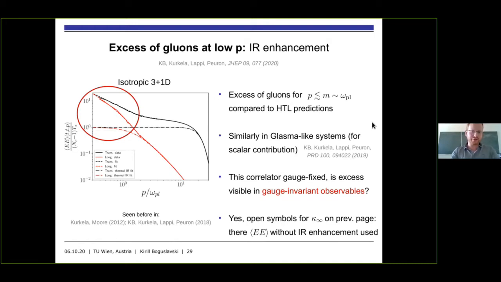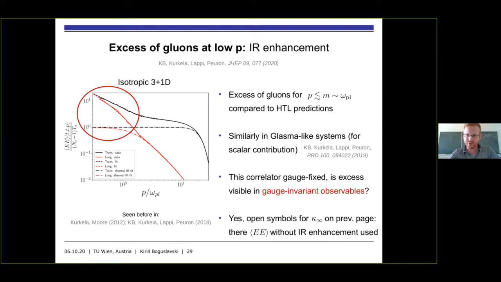Since we already have a gauge invariant, one more thing: this correlator is a gauge-fixed correlator because we look at it in momentum space. So of course, this could be just an artifact of gauge fixing. However, we can look at gauge invariant observables and see if one finds this kind of behavior, some signature, in this gauge invariant observable.